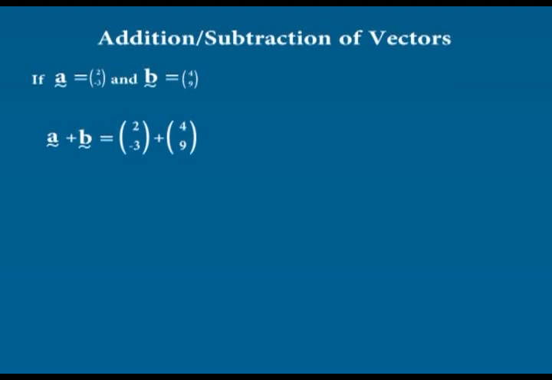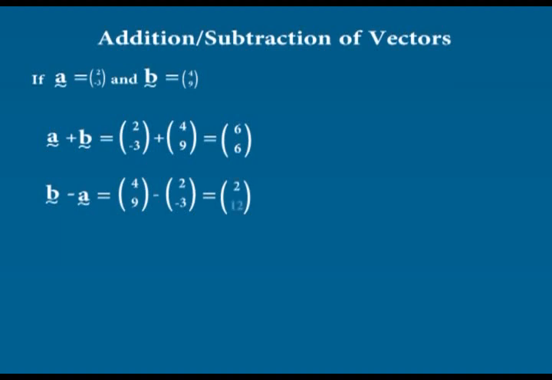Next, addition and subtraction of vectors. When adding or subtracting vectors, we simply add or subtract the corresponding values. For instance, if vector A is equal to (2, -3) and vector B is equal to (4, 9), then A plus B is equal to (2, -3) plus (4, 9), that gives us (6, 6). B minus A is equal to (4, 9) minus (2, -3). That gives us 4 minus 2 is 2. 9 minus -3 is 12.